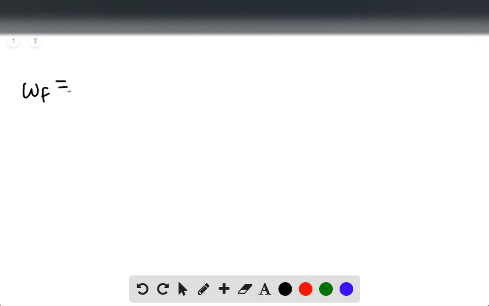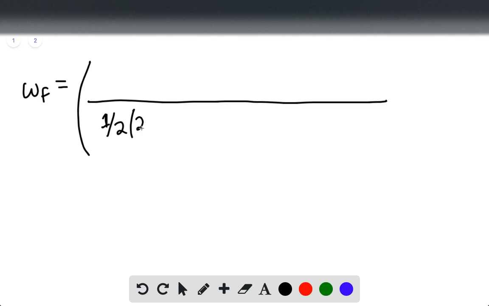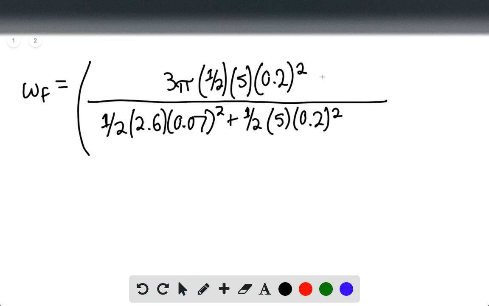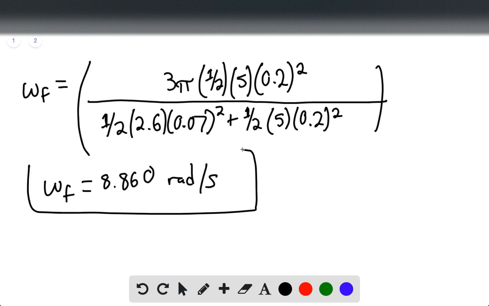So omega final equals, and this is going to be quite long, 1 over 2 times 2.6 times 0.07 squared plus 1 over 2 times 5 times 0.2 squared, and then 3 pi times 1 over 2 times 5 times 0.2 squared. And our omega final equals 8.860 radians per second. This would be your final angular velocity after the disk of clay is dropped onto the wheel. And that's the end of the solution.